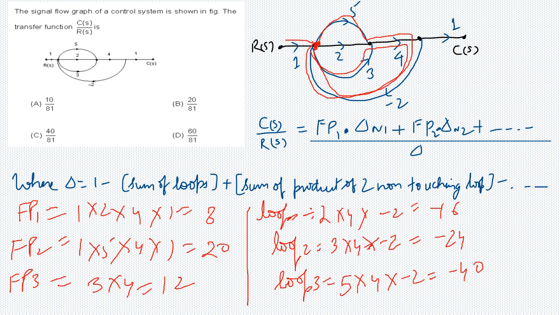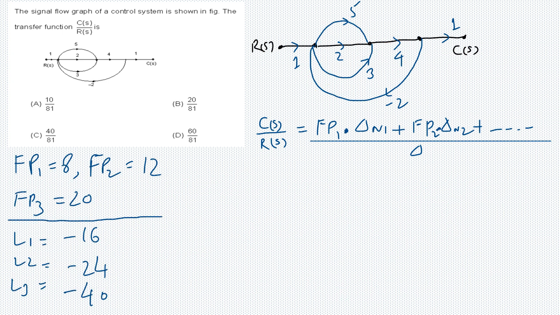Let us see. You can see here that all the forward paths touch the loops, each containing at least one node. This path has a node connected to all the loops, and this forward path again has nodes connected to the loops. So delta n1, delta n2 and delta n3 will all be 1.